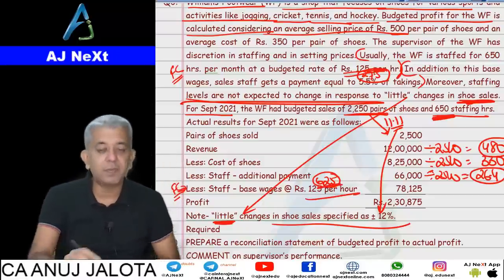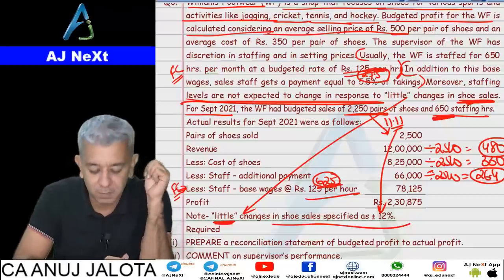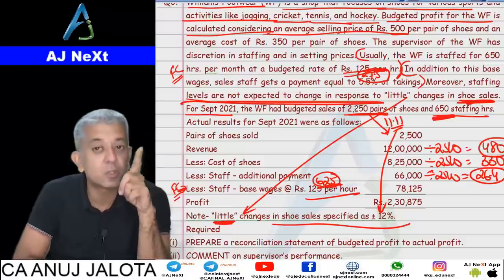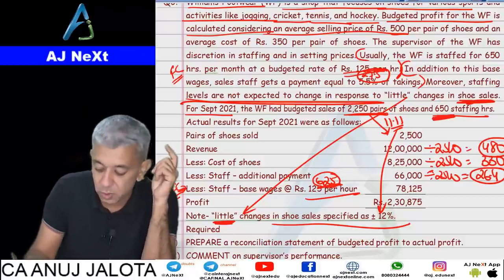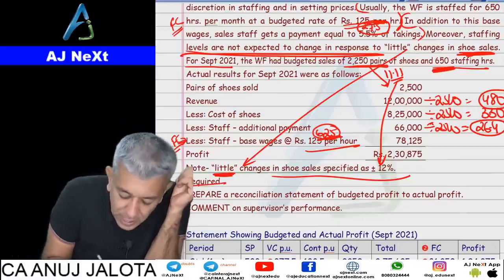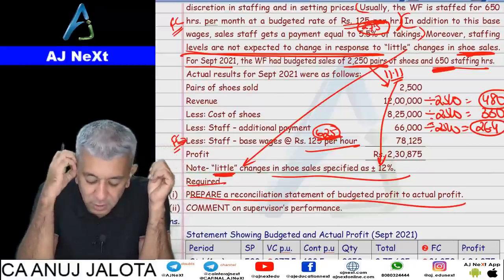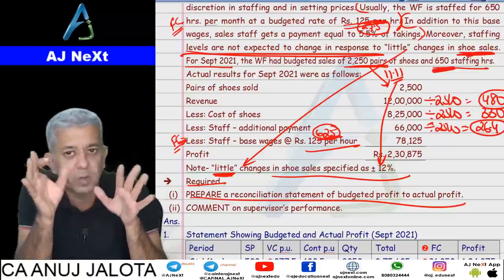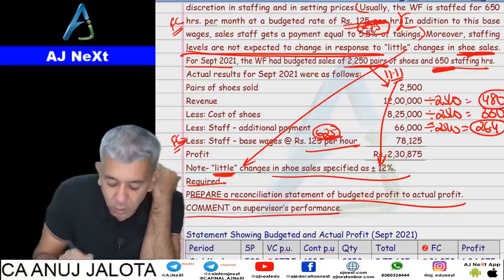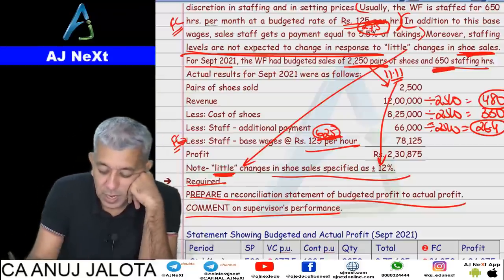At the rate of 125 per hour, we paid them. Now do remember, again, might be for the fifth time I'm saying, this cost must be a fixed cost. Required: prepare a reconciliation statement of budgeted profit to actual profit. We will solve it in our own way, the way that we have done our standard costing. Comment on supervisor performance.